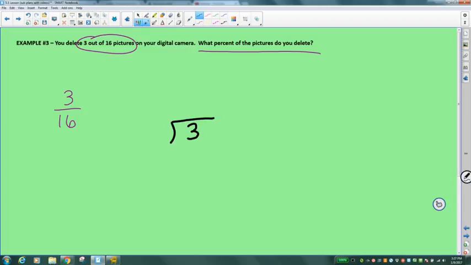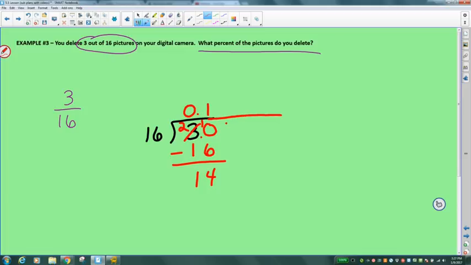3 divided by 16. Again, the numerator goes inside, the denominator goes outside. Does 16 go into 3? 0 times. So I add a decimal, bring it up, add a 0 to the 3, making 30. Does 16 go into 30? It does, 1 time. 1 times 16 is 16. I take the difference. I get 14. I know that's less than 16, so I can keep going.